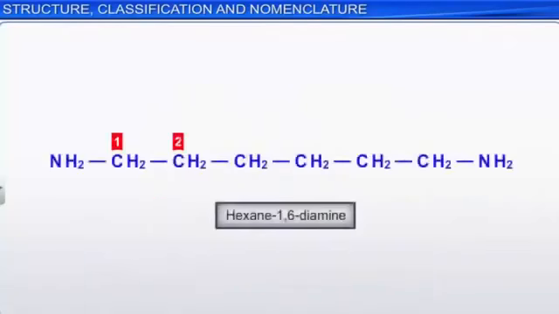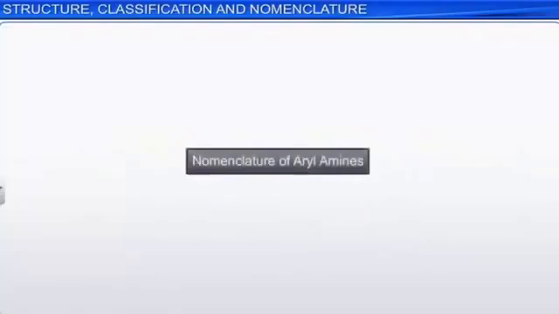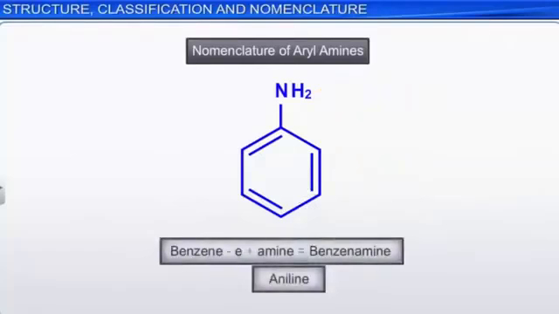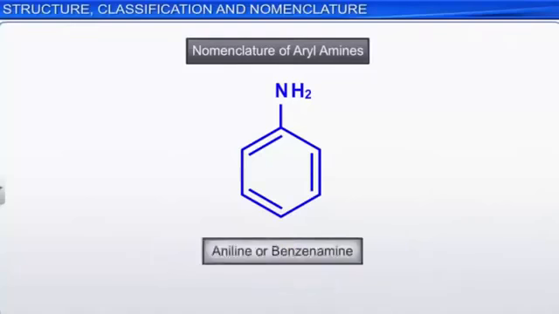Similarly, the given compound with two amine groups at 1 and 6 positions is named hexane-1,6-diamine. Now let us see the nomenclature of aryl amines. While naming aryl amines according to the IUPAC system, the suffix 'e' of the arene is replaced by amine. Thus, in the IUPAC system, aniline is named benzenamine. Note that aniline has also been accepted as the IUPAC name.